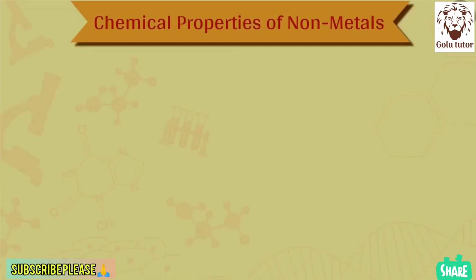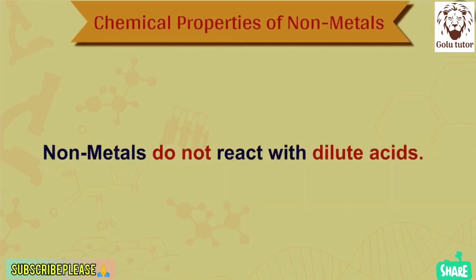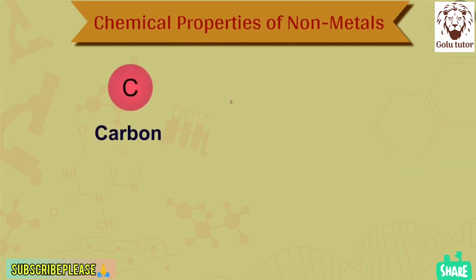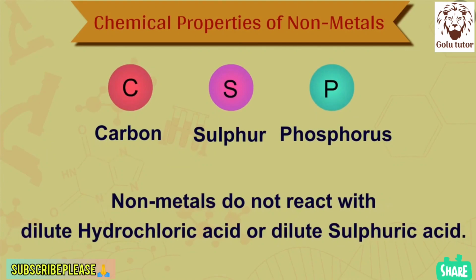The next property of nonmetals is the reaction of nonmetals with dilute acids. And children, you will be surprised to know that nonmetals do not react with dilute acids. For example, nonmetals like carbon, sulfur and phosphorus do not react with dilute hydrochloric acid or dilute sulfuric acid.